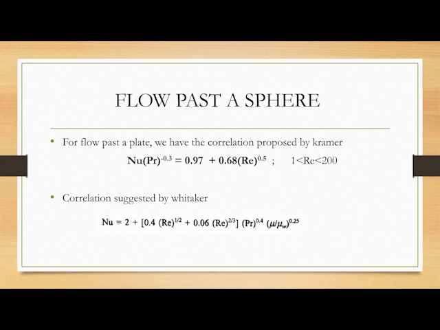For flow of liquids past a sphere, Kramer proposed the following correlation in 1946, which says Nusselt number divided by Prandtl number to the power 0.3 equals 0.97 plus 0.68 multiplied by the square root of Reynolds number. So again we have the condition of validity. For the correlation to be valid, we need to have our Reynolds number in the range of 1 to 200.